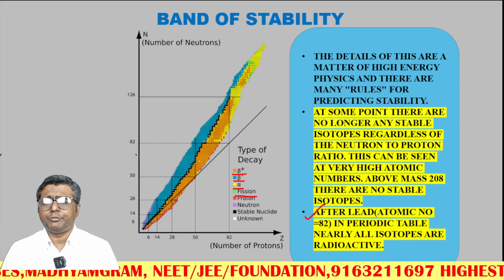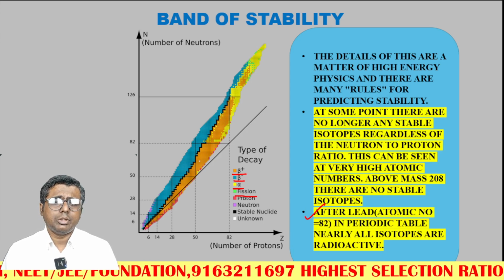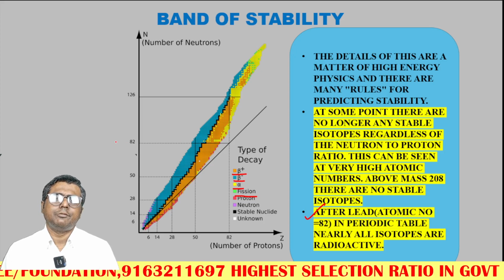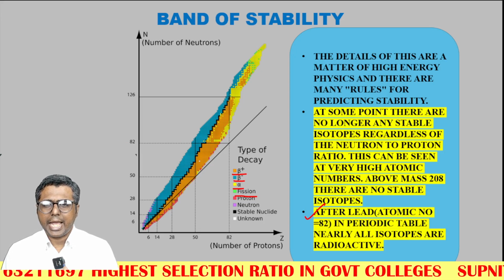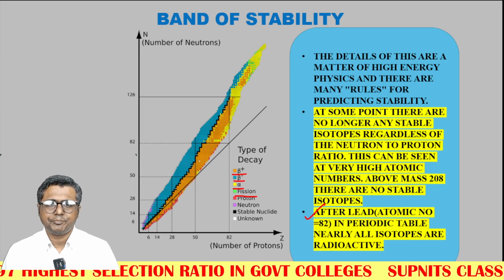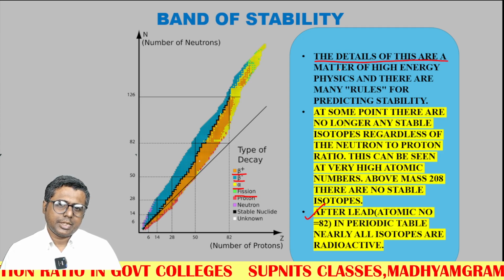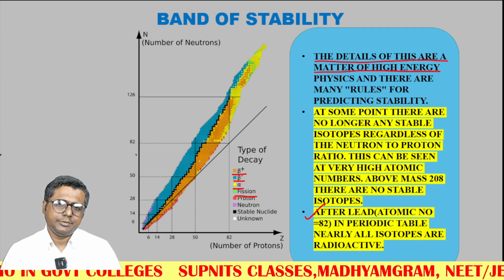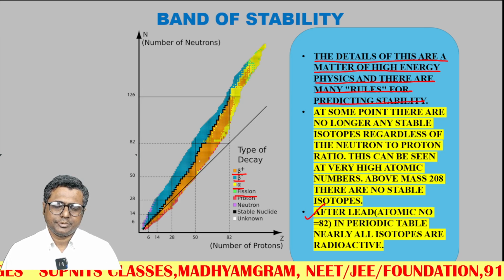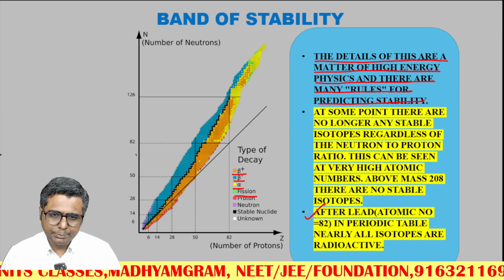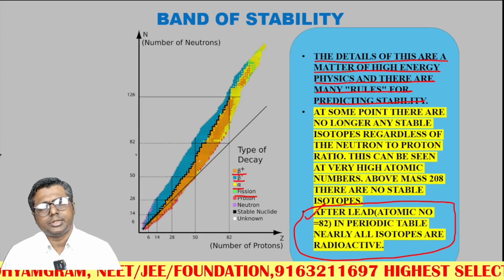However, at this point of time in class 10th level this is not required. Even in class 12th level a very simple curve is given in your book, that will be more than enough. This kind of aggregated curve is not required. As it is written over here, the details of this are a matter of high energy physics and there are many rules for predicting stability. So, except for this point, you can ignore this slide.